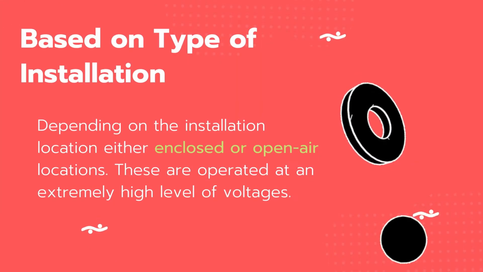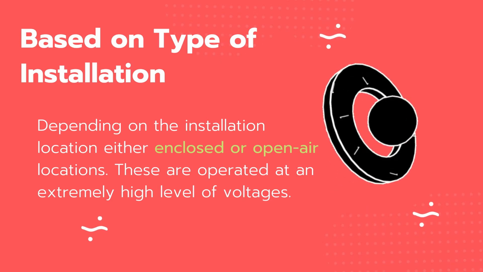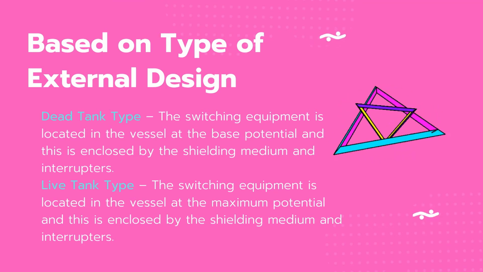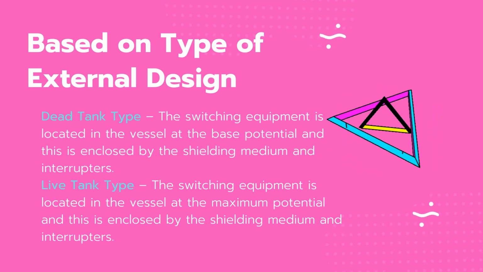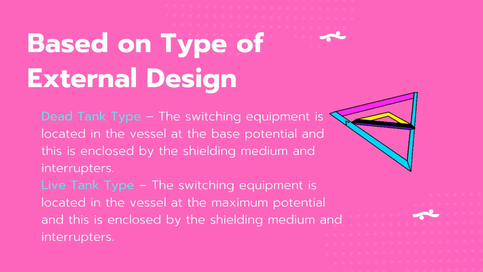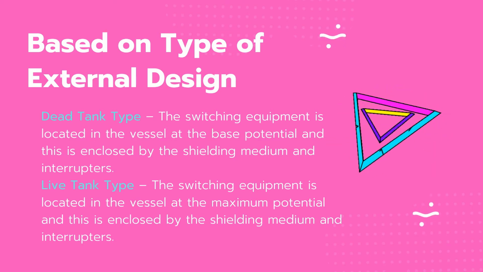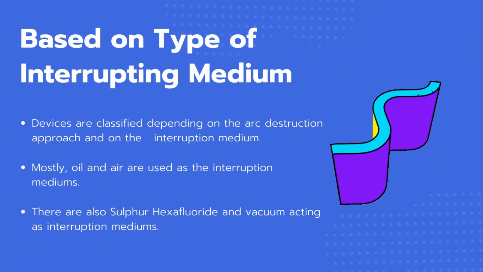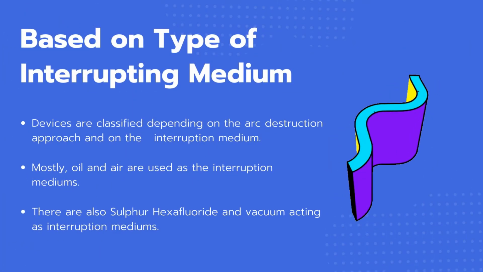For the location of installation, it is indoor and outdoor. For the design characteristics, it is based on the physical structural design and it is usually done in two ways: the dead tank type circuit breakers and live tank type circuit breakers. Arc extinction is the method and medium used for current interruption.